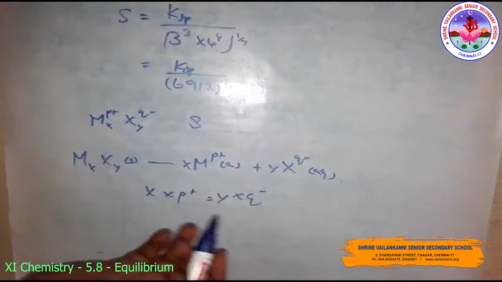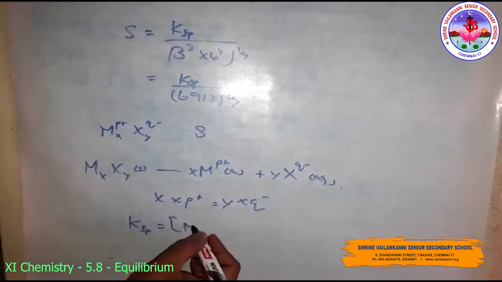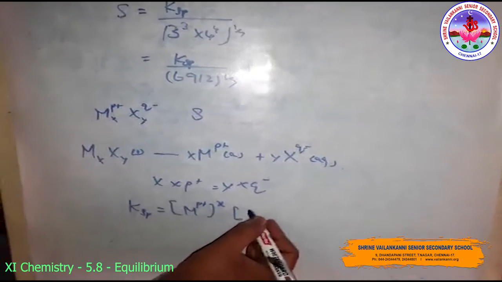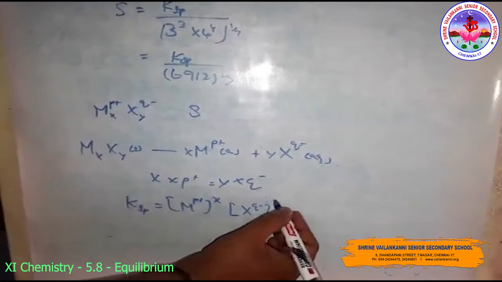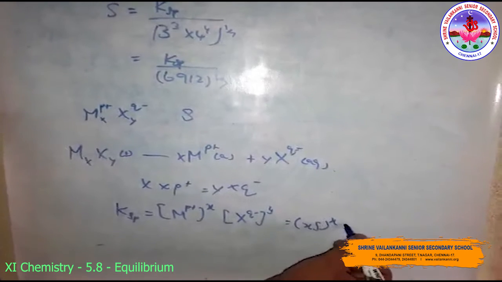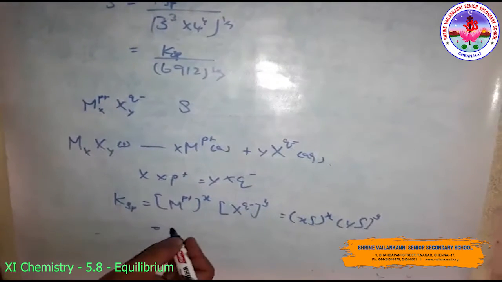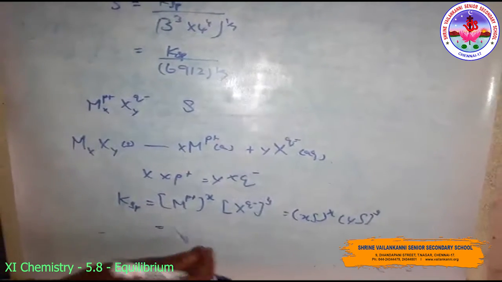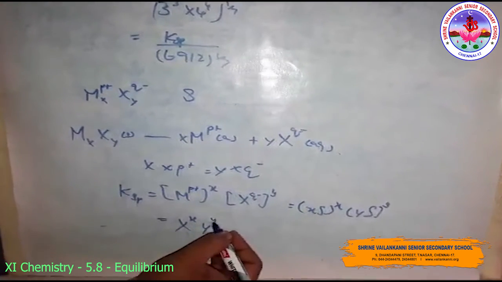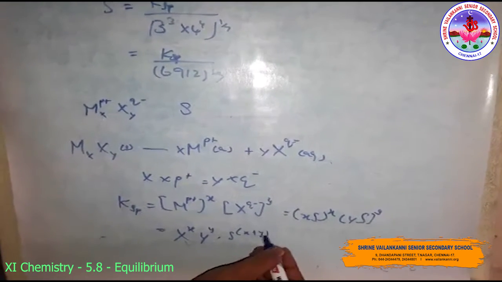Its solubility product constant is usually Ksp equal to the concentration of M^p+ power x, X^q- power y. So it will become what? (xS)^x (yS)^y. So here after simplifying, that is x^x y^y, and S into S^(x+y).